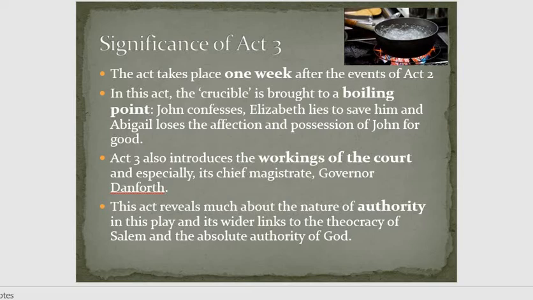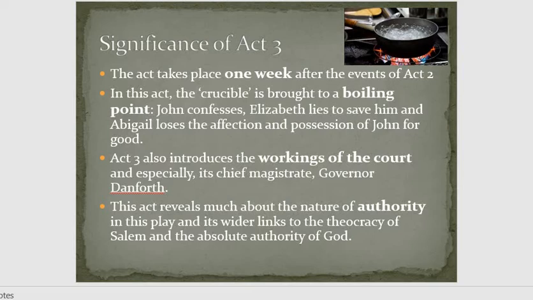Act 3 also introduces the workings of the courtroom, and especially its chief magistrate, Governor Danforth. Now he comes across as quite a stern, pig-headed man. He very much believes what he does is right, and he's quite gung-ho in his actions. So he does things not without thinking necessarily, but he doesn't like to consider other people's opinions or evidence, either for or against the actions that he's decided to take.